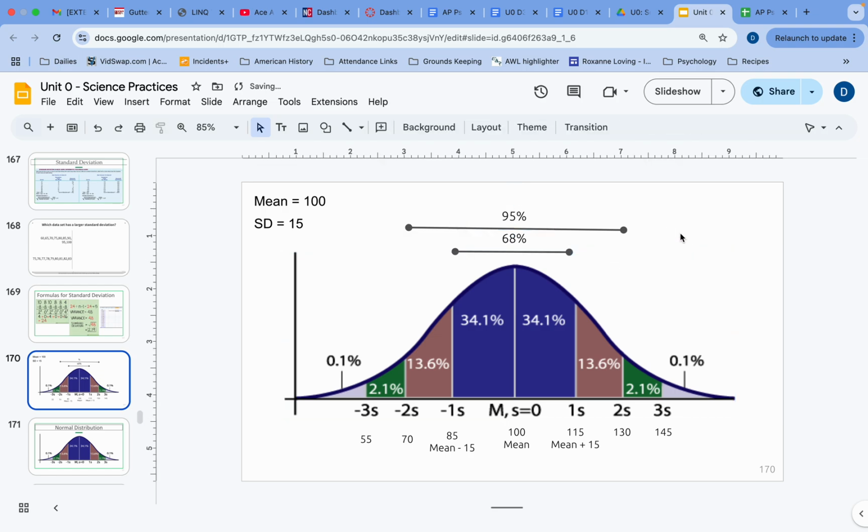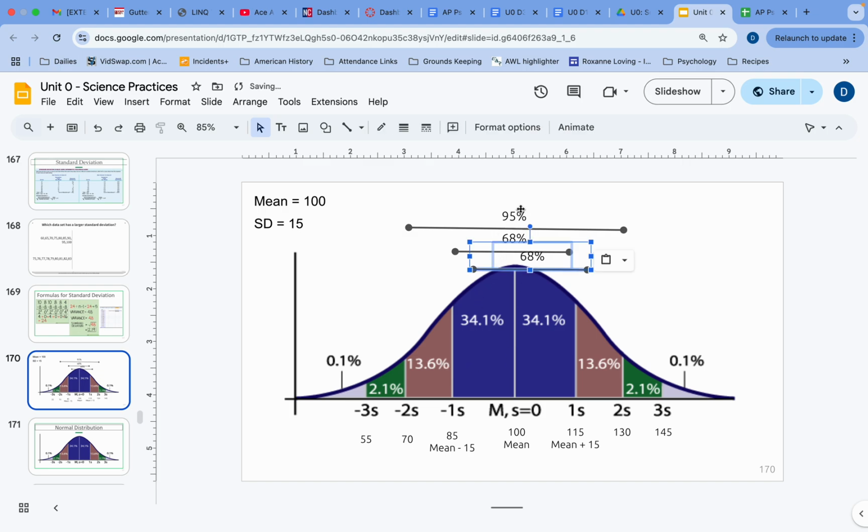Let's double check that real quick. I'd hate to tell you the wrong thing. So, take out my calculator here, and we've got 13.6 plus 34.1 plus 34.1 plus 13.6 equals 95.4% of the population. So that rounds down to 95%.